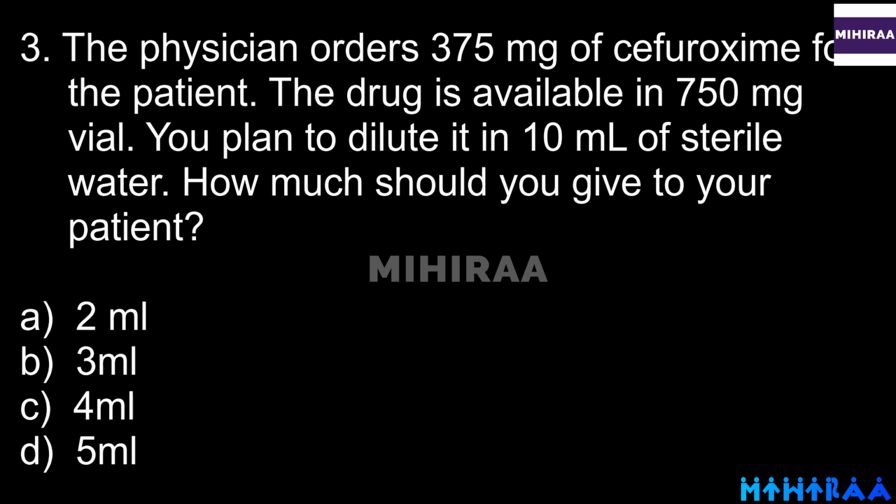Question number 3. The physician orders 375 milligrams of cefuroxime for the patient. The drug is available in a 750 milligrams vial. You plan to dilute it in 10 ml of sterile water. How much should you give to your patient? A. 2 milliliters. B. 3 milliliters. C. 4 milliliters. D. 5 milliliters.